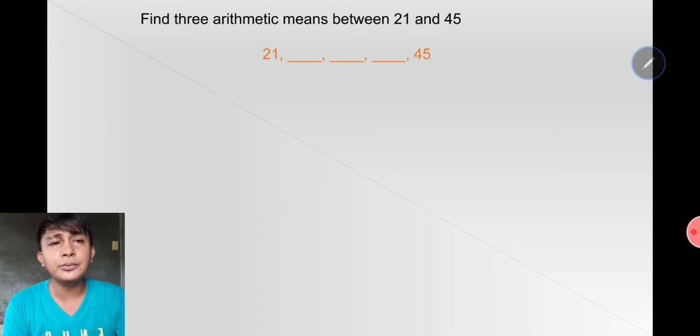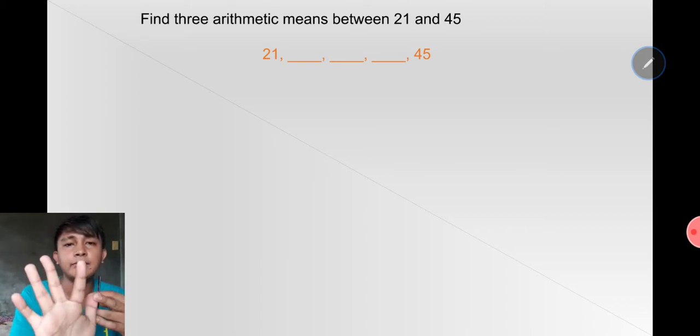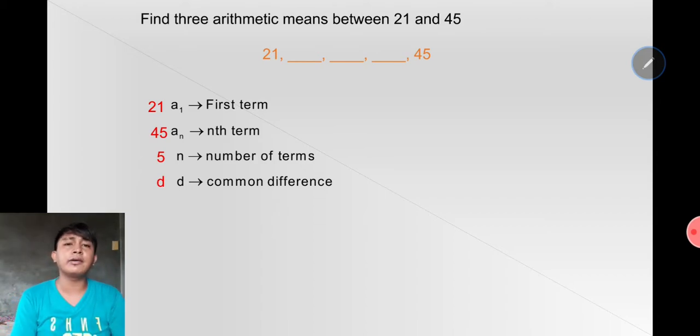Again, we should first know all the given data. We have 21 as the first term and 45 as the last term. So how many terms do we have? Okay, very good. We have 5: 21, the 3 terms, and 45. So the first term is 21, the nth term or last term is 45, the number of terms is 5, and the common difference is unknown.